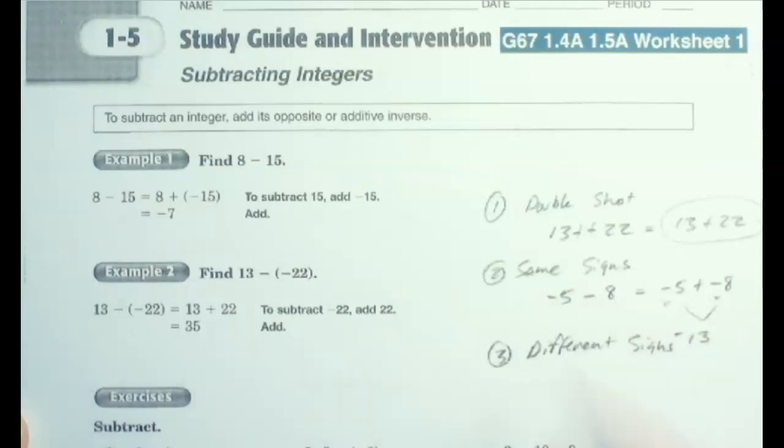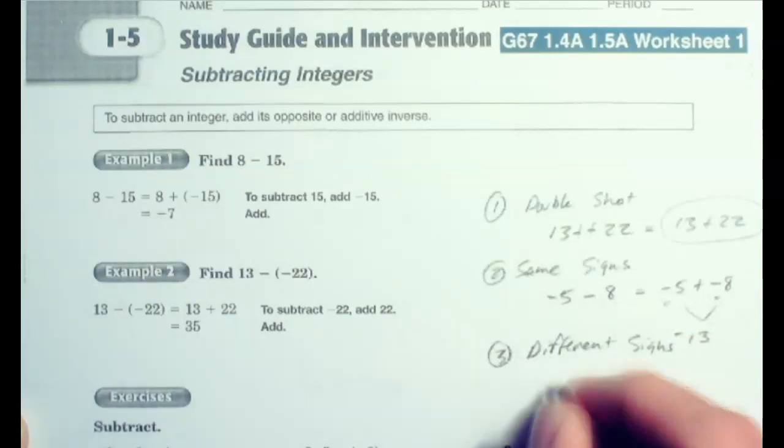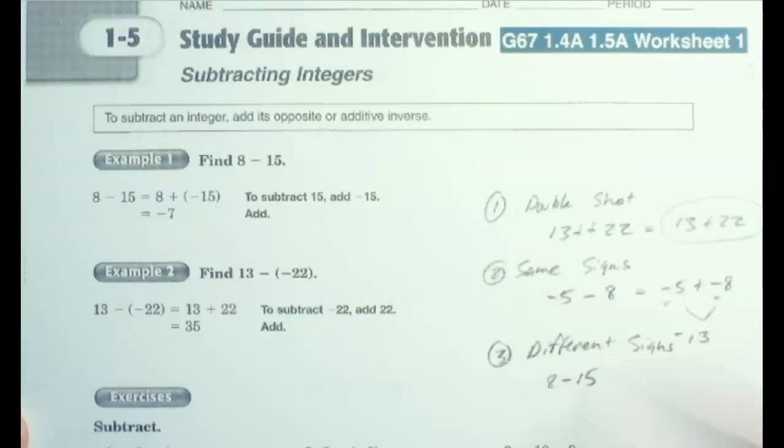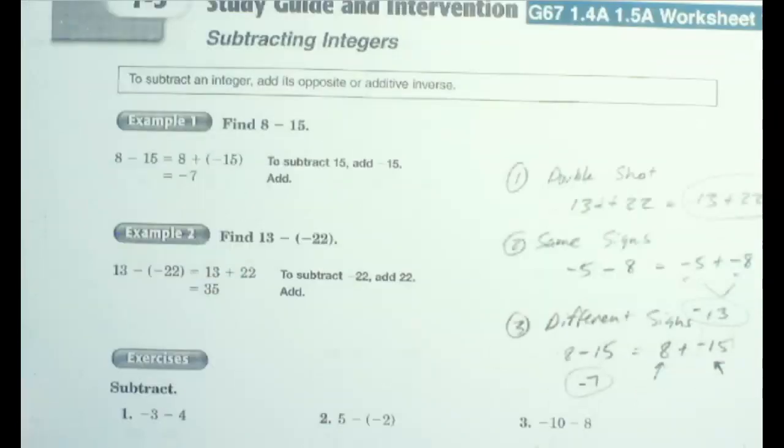Well, different signs is a lot like this first problem. We have 8 minus 15. You can think about that if you want as 8 plus a negative 15. But the bottom line is this 8 is positive, this 15 is negative. So for different signs, we find the difference. The difference between 8 and 15 is 7. Difference means subtract. And this one has a greater absolute value, so this becomes a negative 7. Okay, just a quick review of those rules, and let's just do a couple here.